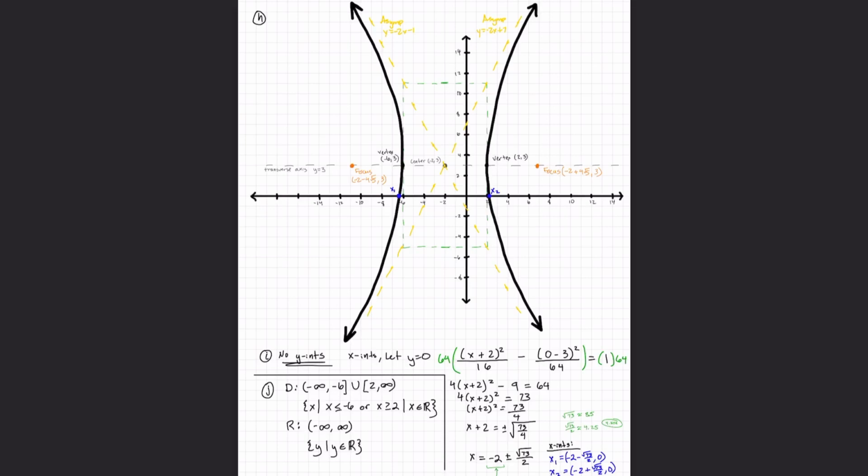All right, so there you have it. This is the last of our conic sections. This is the hyperbola. Notice how it puts everything together. If you know how to do the ellipse, you can do this hyperbola.